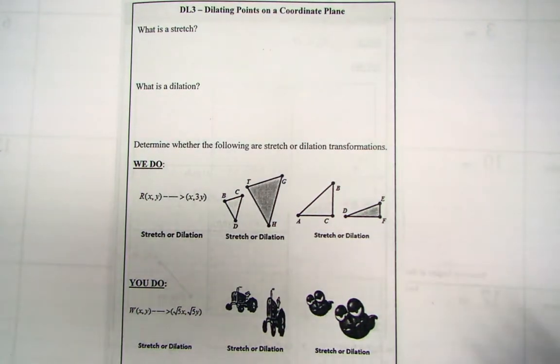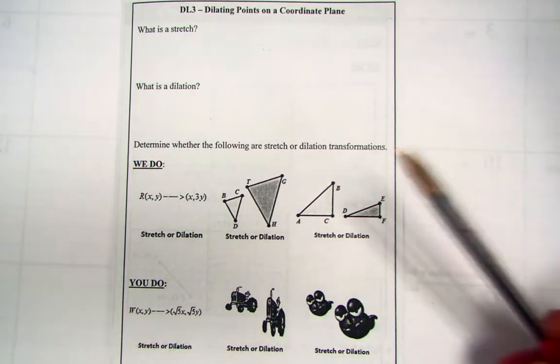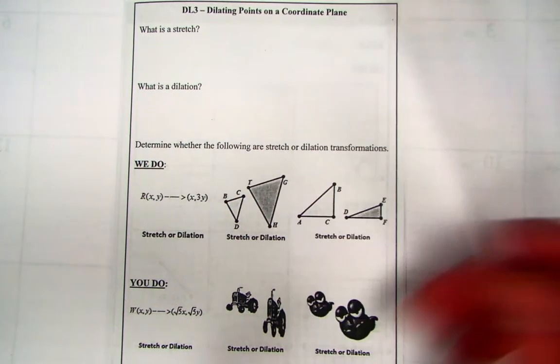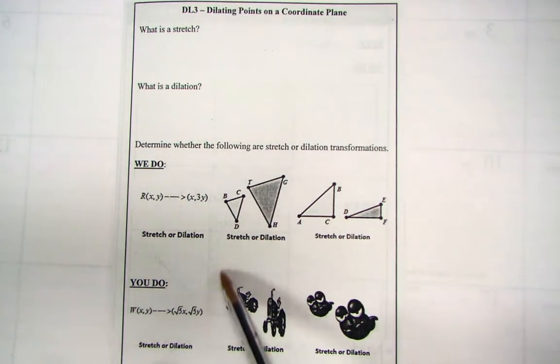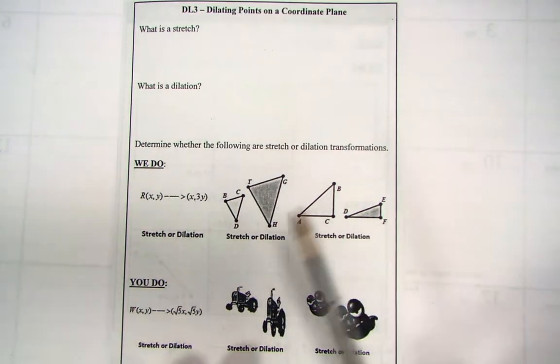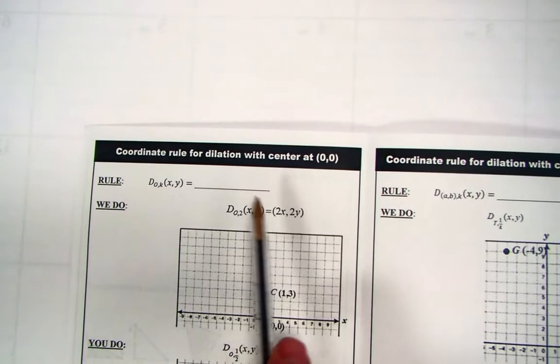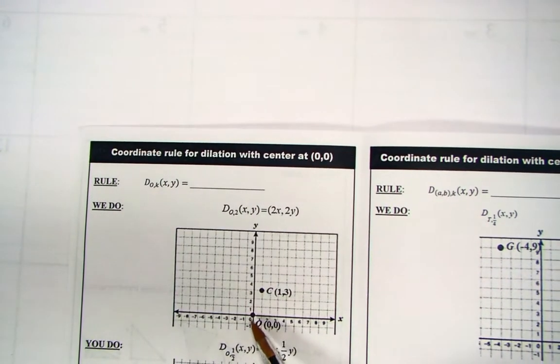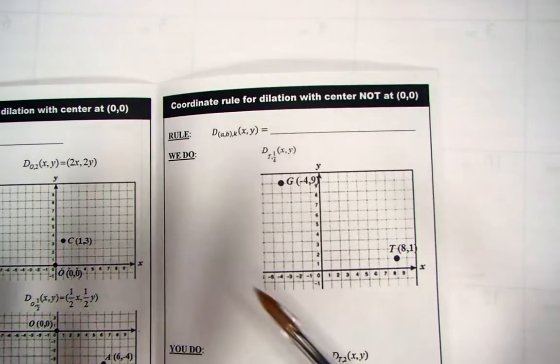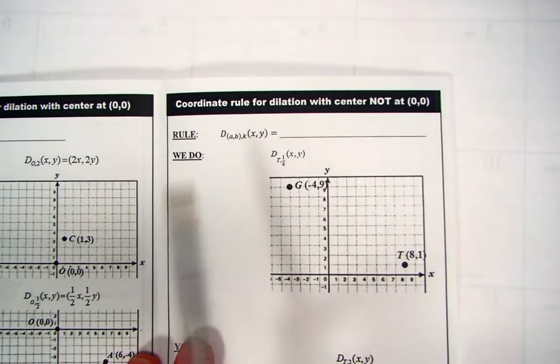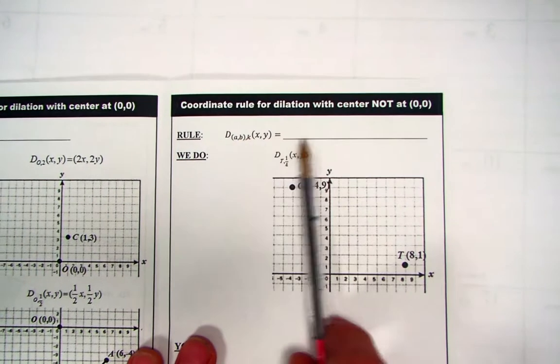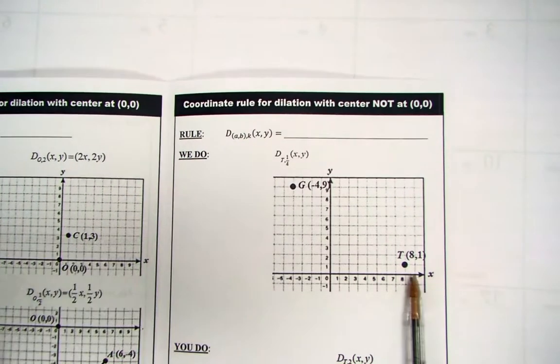All right, so we did these notes in class. I'm just going to go over them for anyone who was absent. And it's just on dilating points in the coordinate plane and the difference between a stretch and dilation. And a stretch and dilation part is pretty easy. Dilating a point when the center is at the origin is pretty straightforward. The only part that requires probably some explanation that you want to listen carefully on is dilating a point where the center is not at the origin.